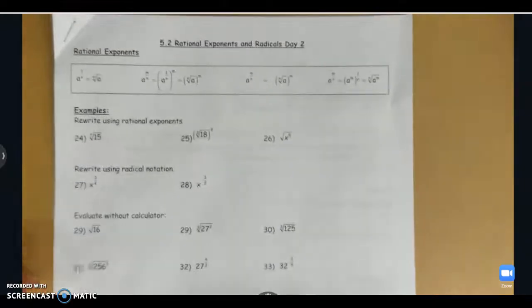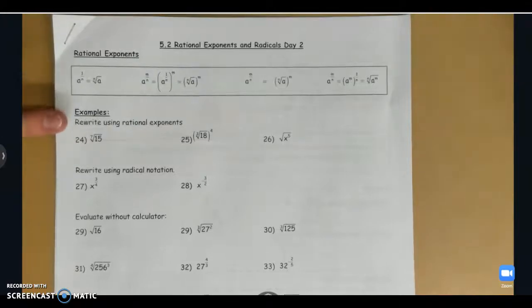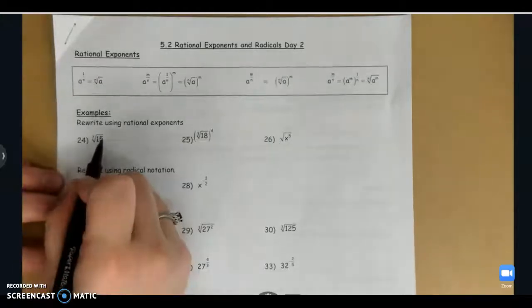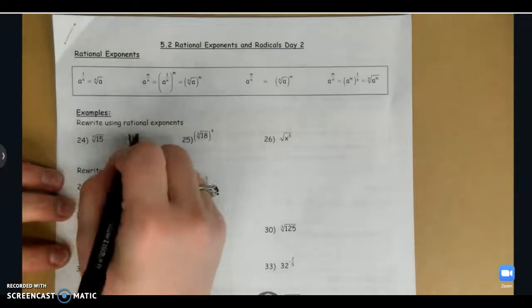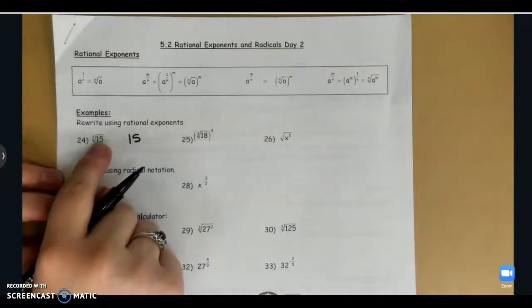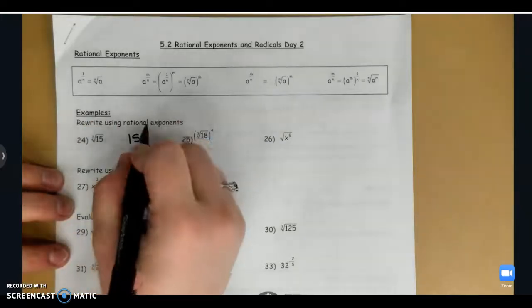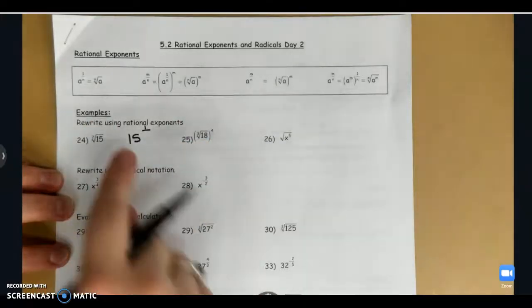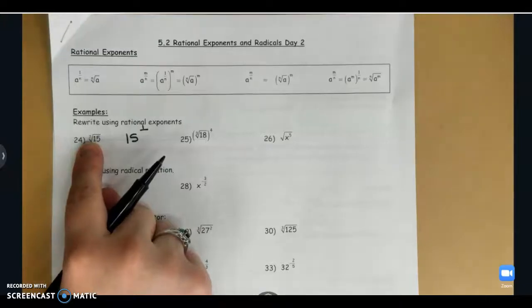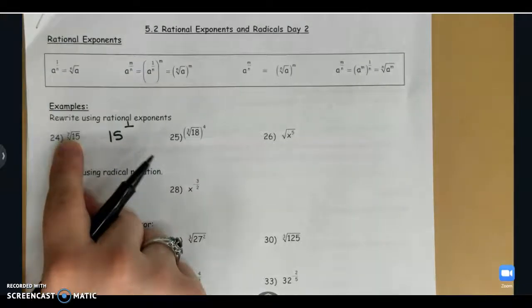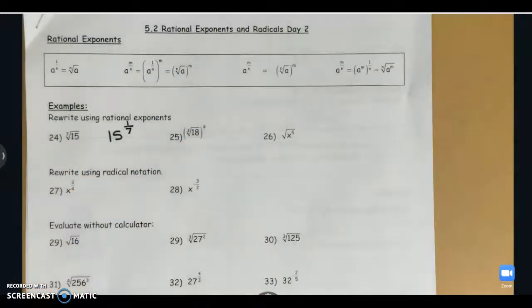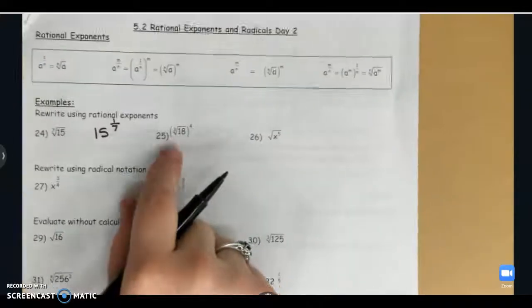First off, on the first couple, we're starting at 24 because we left off at 23 on day 1 notes, so we're just picking up where we left off. We are going to rewrite these using rational exponents, so our fraction exponents. So 15 is my radicand, that's going to be a, so 15. I don't have any kind of exponent on the 15 or parentheses around it, so my numerator is going to be 1. And I get my denominator from my index. This is the 7th root, so this is going to be 15 to the 1/7 power.